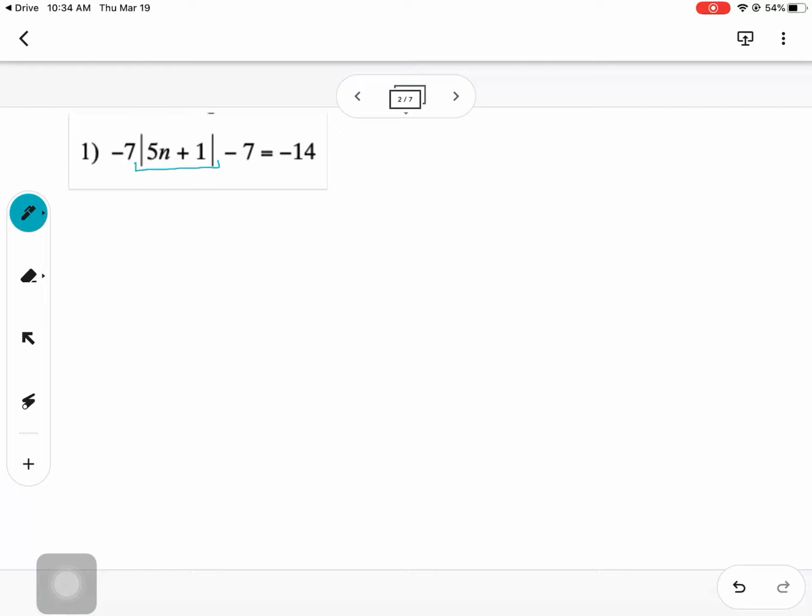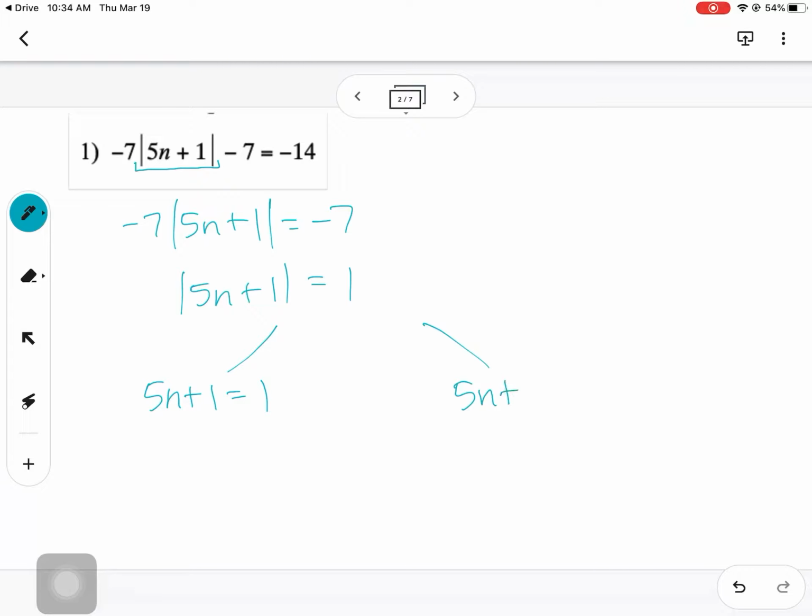First off, you want to always isolate your absolute value first. So I'm going to add 7. So it'll be negative 7 equals negative 7, and then we're going to divide by that negative 7, and you'll have the absolute value of 5n plus 1 equals 1. These problems always then split into 2, because 5n plus 1 could equal 1, and then this equation would be true, but your 5n plus 1 could also equal negative 1. Since this negative 1 would be in the absolute value, you do the absolute value of negative 1, and you get 1. And so we're going to solve both of these.